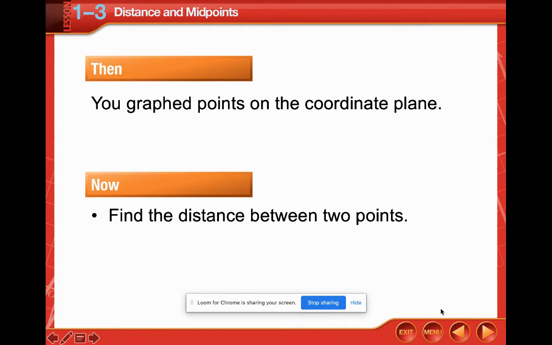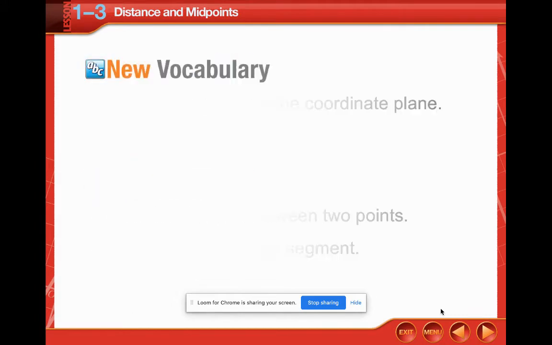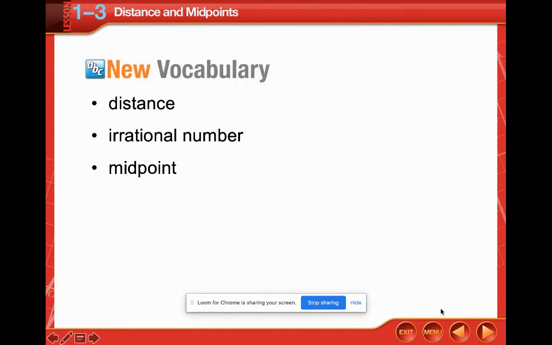Today we're going to find the distance between 2 points, which will be in another lesson, and find the midpoint of a segment. All right, we're not going to go over distance or rational numbers. Instead, today we're going to do midpoints and segment bisectors.